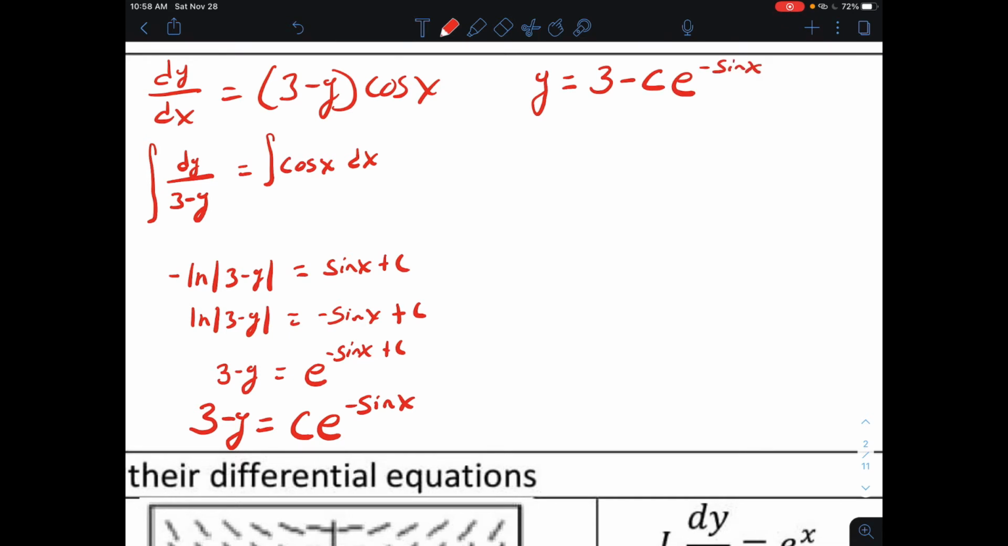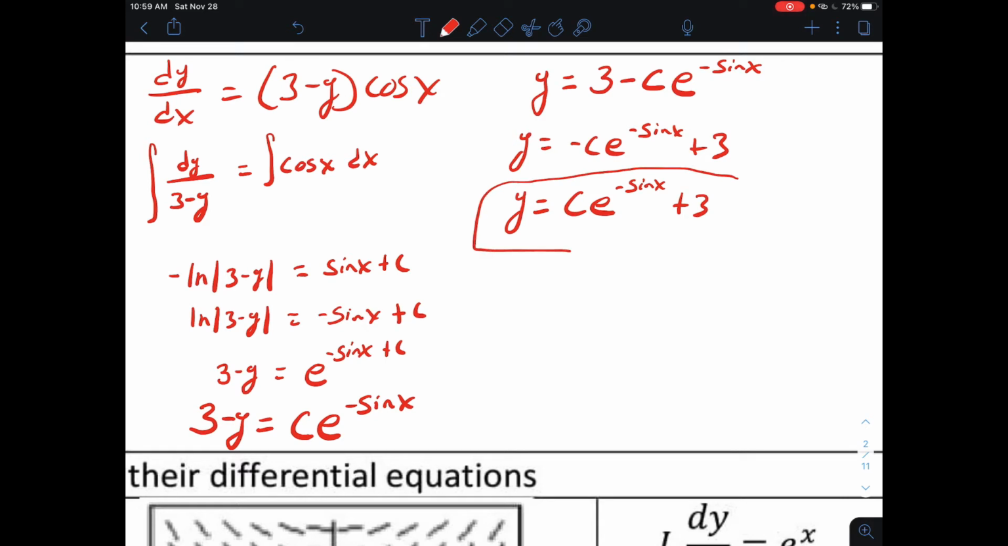Now something else I can do, because c is this number to be named later, is that if you were to rearrange the terms, we could rewrite this as negative c times e to the negative sine of x and then plus 3. Now c being that number to be named later, I could just make this positive c instead of negative c. And so I could have c times e to the negative sine of x plus 3.